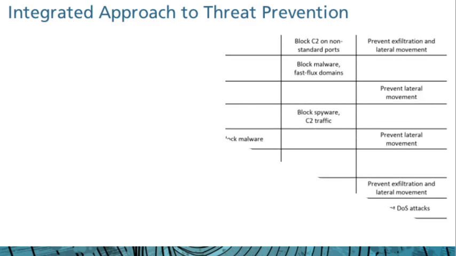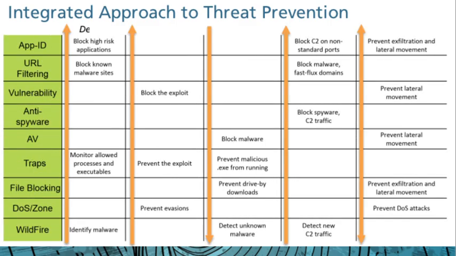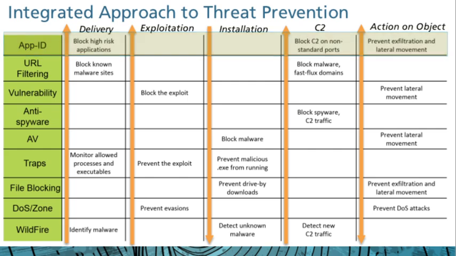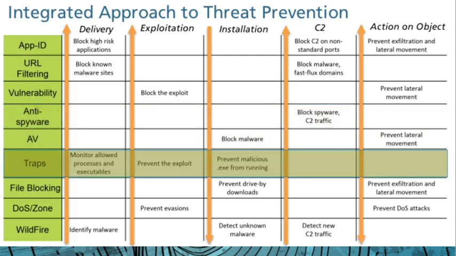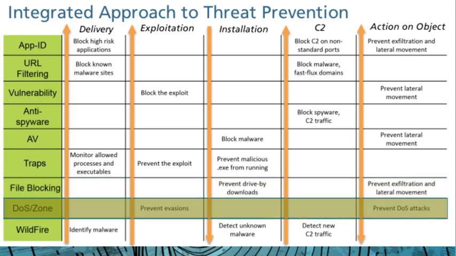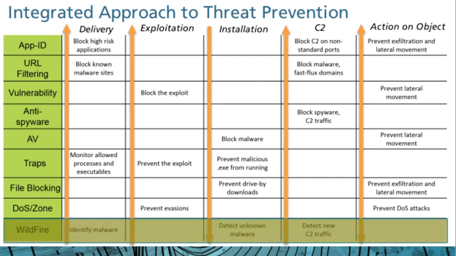Palo Alto Networks' next-generation firewalls offer a range of threat prevention functionalities that together offer an integrated approach against prevalent threats. Threat prevention capabilities of the Palo Alto Networks' next-generation firewall include the following: application identification, user identification, URL filtering, vulnerability protection, anti-spyware, antivirus, traps, file blocking, DoS protection, zone protection, and WildFire advanced malware protection.